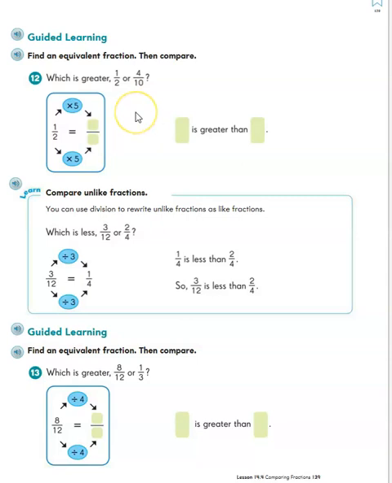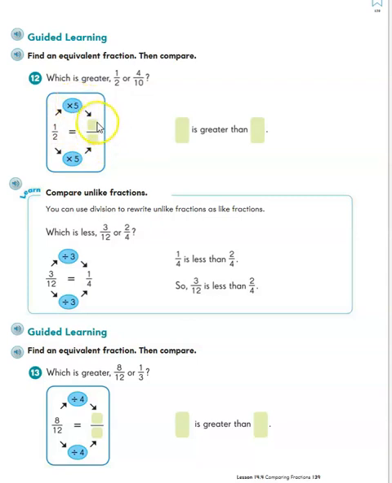So we want to start by asking ourselves, what would we have to multiply by that 2 to make it a 10? And since we know our multiplication facts, we know that all we have to do is multiply 2 times 5 to get 10, right, guys? So 2 times 5 is 10. 1 times 5 is 5.